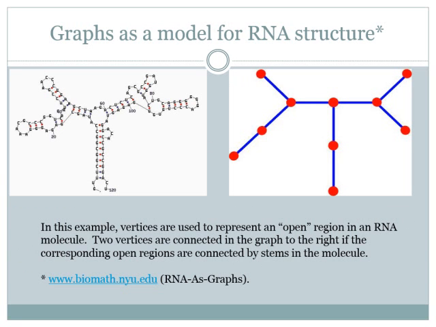In this example, the vertices represent something more abstract. In particular, they represent a region of the molecule. They represent a region where the nucleotides are not bound across from each other. Two vertices are connected by an edge in the graph if the corresponding regions in the molecule are connected by a stem. And what this does, it allows us to capture the underlying structure of the molecule.